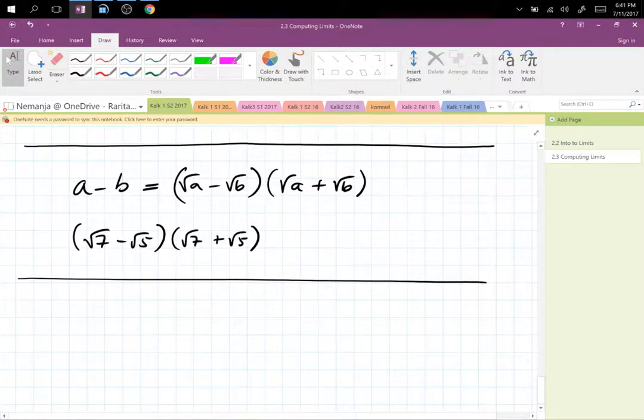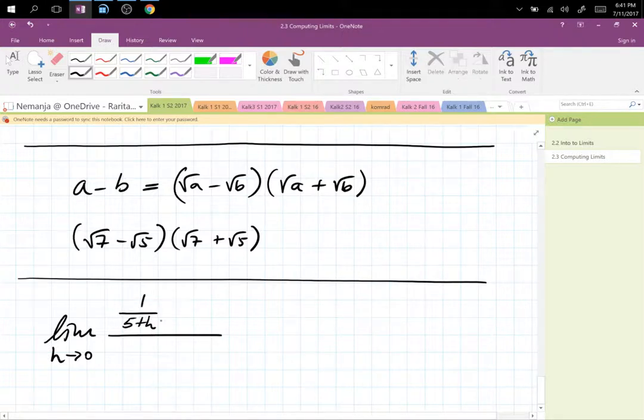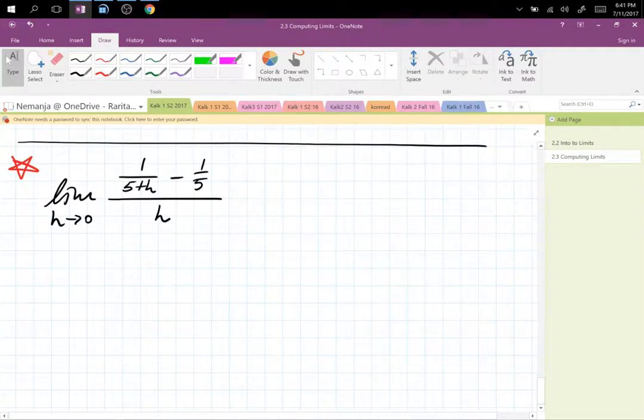Okay, here's the next one, guys. Limit h goes to 0 of one over 5 plus h minus 1 over 5, divided by h. I'm going to put a star over here on this one. So what's the only thing you can do in this problem?